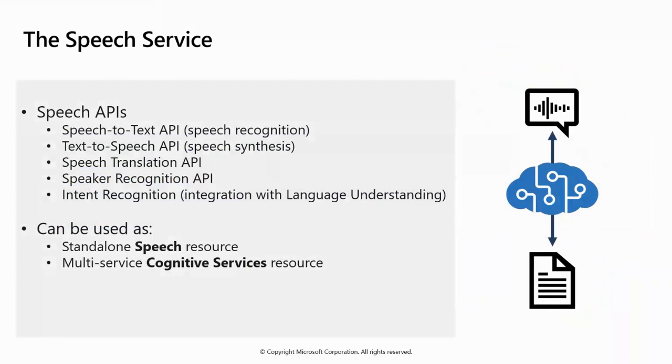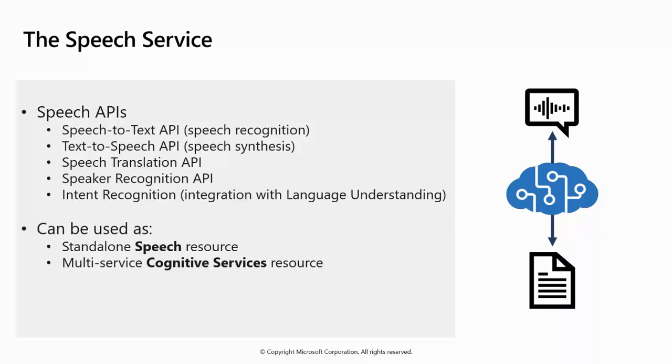The speech service provides APIs for developing speech-enabled apps. The speech service specifically supports this list: speech to text. This is an API that enables speech recognition, in which your application can accept spoken input. We have the text to speech. This is an API that enables speech synthesis, in which your application can provide spoken output. Remember, the first one can accept spoken input, and this one can provide spoken output.